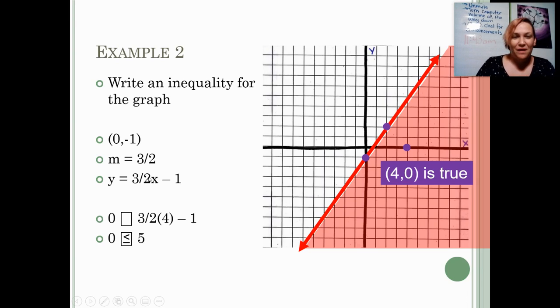For our final step, I'm going to replace this equal sign with a less than or equal to, and then I have my final answer.